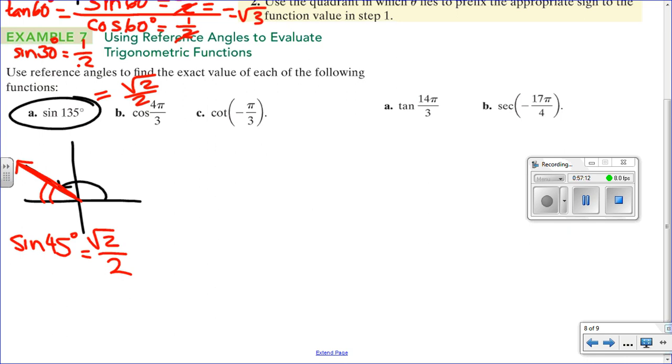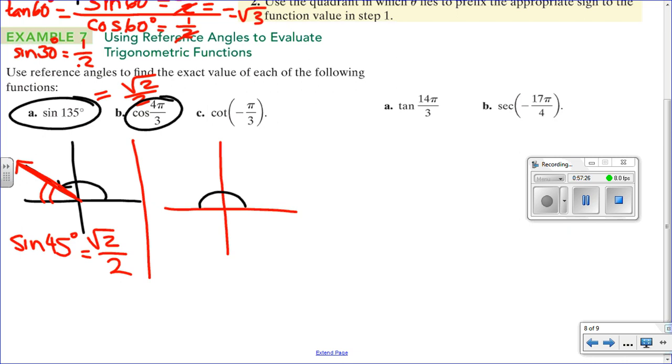Okay, the next one is cosine. So we're going to go past 3 pi over 3, which is pi, and then we're going to go another pi over 3 after. So that little extra pi over 3, that right there, guys, is our reference angle. So what is the cosine at pi over 3? I remind you that pi over 3 is the same as 60. We have it up there. The cosine of 60 is 1/2.